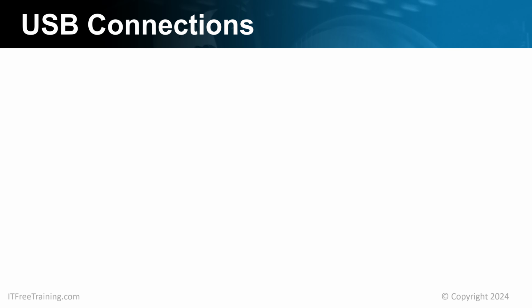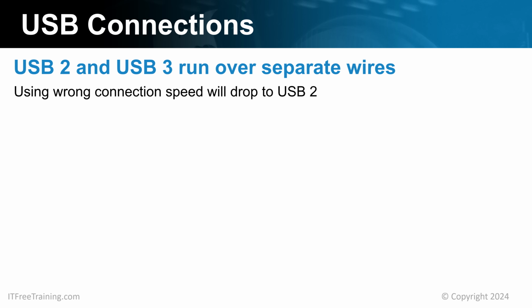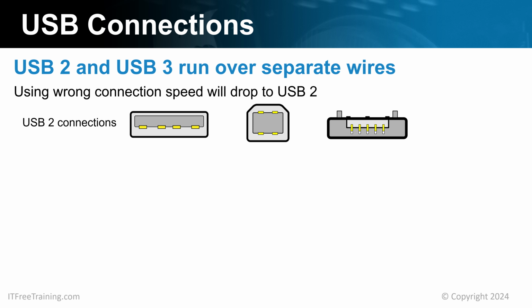USB 3 uses very different signaling to previous versions of USB. In order for both signals to run over the same cable, USB 2 and USB 3 run over separate wires. This means if you use the wrong connection, the speed will drop from USB 3 to USB 2. To understand this better, let's consider what a USB 2 connection looks like.